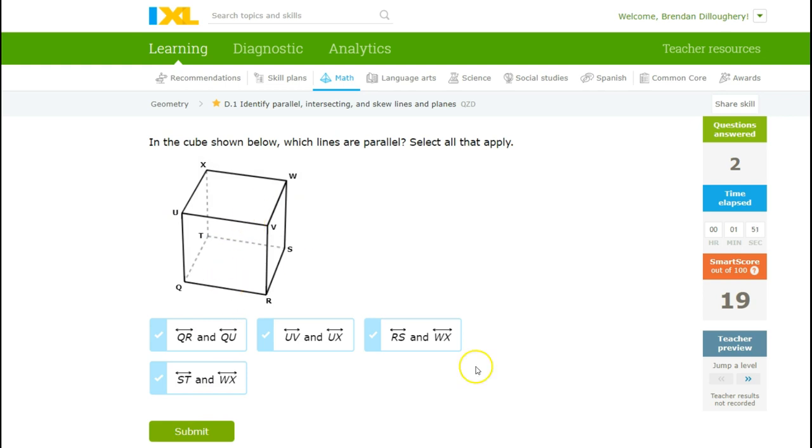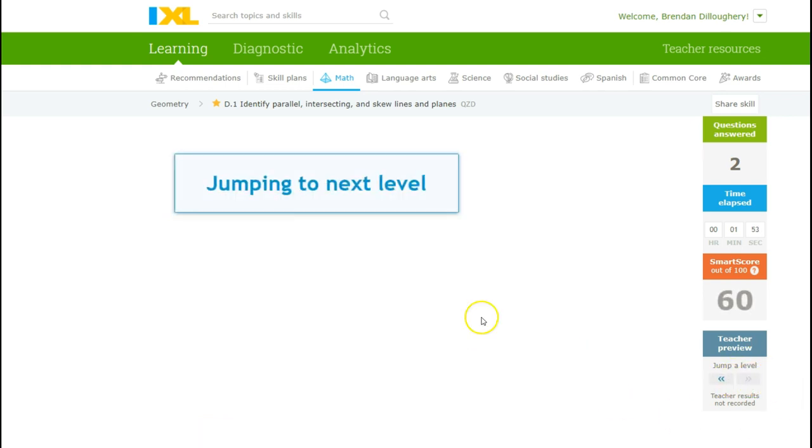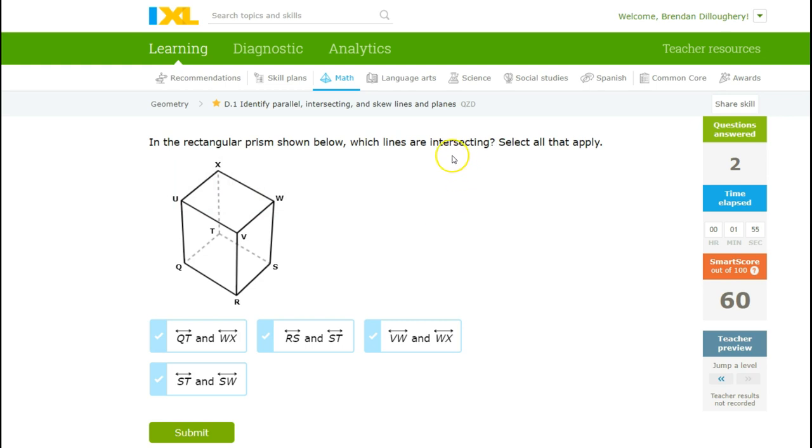Which lines are parallel? We just did a question like that. I'm going to skip ahead to some different problems. Okay, which lines intersect? What the heck? We just did a problem like that. But let's do it anyways.